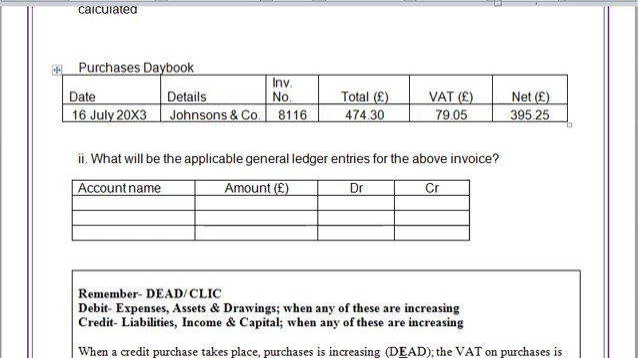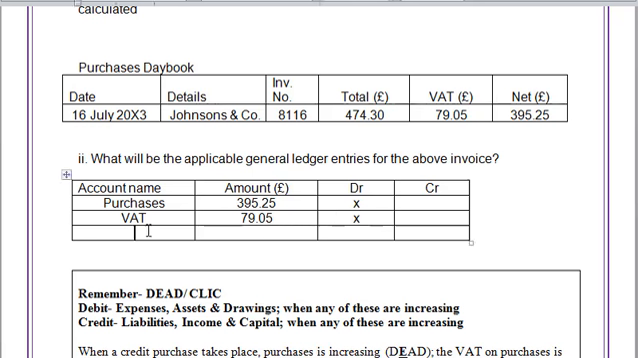Then you ask yourself, where does purchases sit? Is it an expense? Expense is increasing, so I will debit the expense. And in this case, what expense? Purchases. The amount that we are working with in the purchases account is the net amount. And that will be debited. Then we have the VAT on purchases. We paid VAT and we can reclaim that VAT back, and that will be debited because it's an asset that is increasing. VAT on purchases is an asset to you because you can reclaim it.